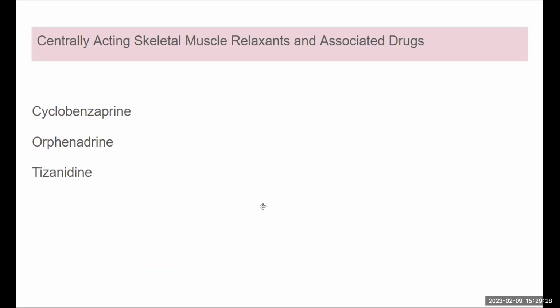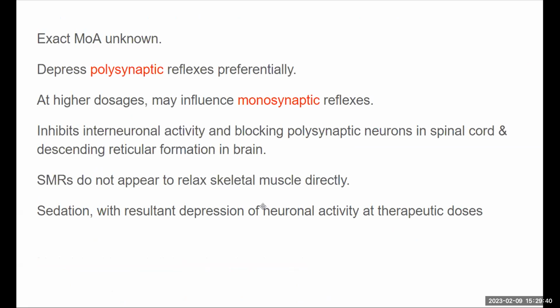Next, we finished with the antidepressants. Next would be the centrally acting skeletal muscle relaxants and their associated drugs. In that, I just picked up cyclobenzaprine, orphenadrine, and tizanidine. The exact mechanism is not known for most of these. They are likely to work centrally at the spinal cord and reticular activating system by depressing the polysynaptic and monosynaptic reflexes. So the neuromuscular junction and the skeletal muscle fiber level, they are not working.